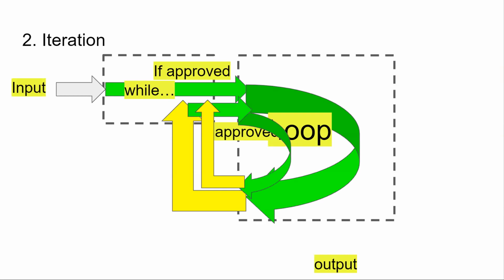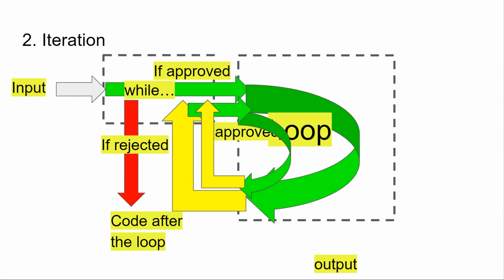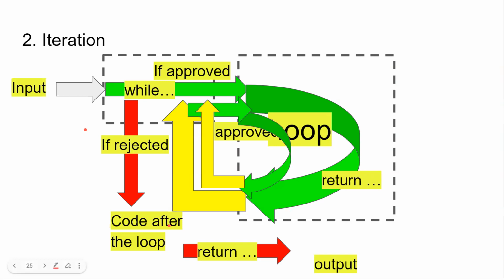After many times, if it's approved maybe 1,000 times, and then for the 1,001st time you get refused, rejected, so you stop going into the loop. You go to the remaining part of the function, and if you hit the return statement, you have the output. In another case, if you have a return statement in the while loop, when it's running, you just stop the loop and stop the function together, and then you return the output of the function.